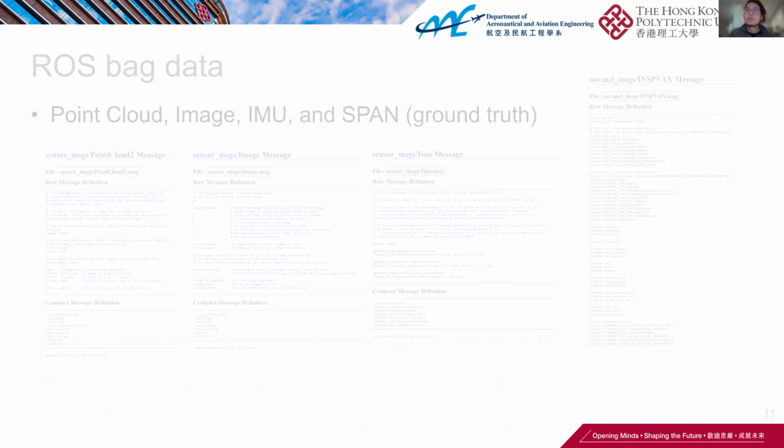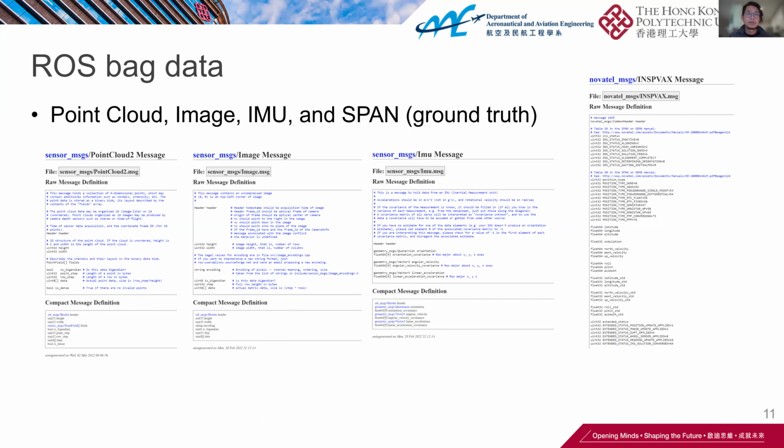For those of you who are working in the robotics field, maybe you are more familiar with the Robot Operating System ROS bag format. So for point cloud, we're using the ROS message PointCloud2. For image, it's the Image message. IMU is the Imu message. SPAN here can also be read by using the ROS bag message.